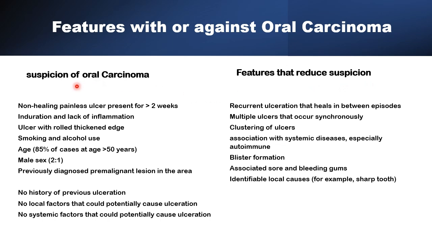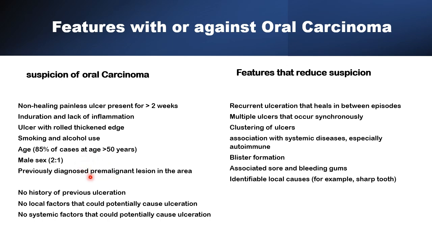The suspicious groups of ulcers are the ulcers that are non-healing and painless. Solitary ulcers present for more than 2 weeks, particularly if there is induration and thickening and rolled edge. A history of smoking and alcohol would also raise the suspicion, particularly in men over the age of 40 or 50 years, and if there is a previous history of diagnosis of pre-malignant lesions.